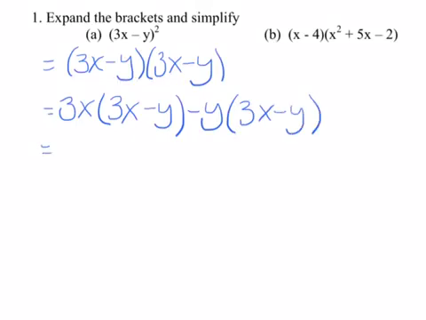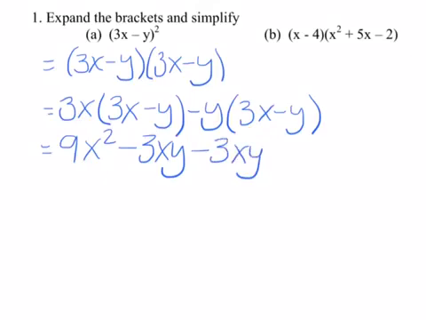So multiplying through on the brackets, we have 3x multiplied by 3x first of all. So 3 times 3 is 9, and x times x is x squared. Then we have a negative, and then we have 3x times the y, which gives us 3xy. Then we have our negative y multiplying the second bracket. So first of all that multiplies 3x. So we get negative and then 3xy, just arranging the letters in the same order as the previous term.